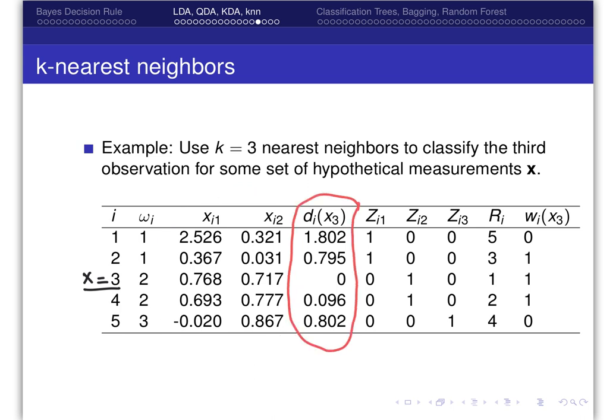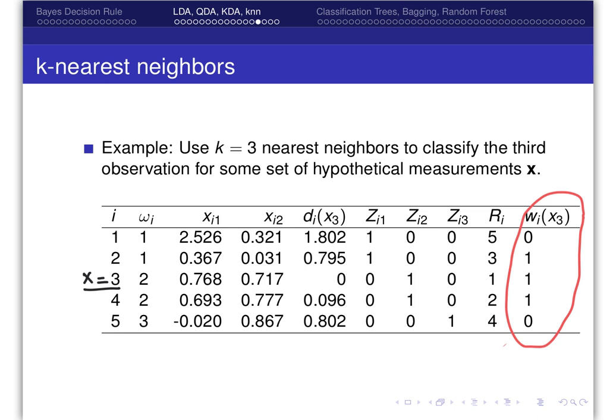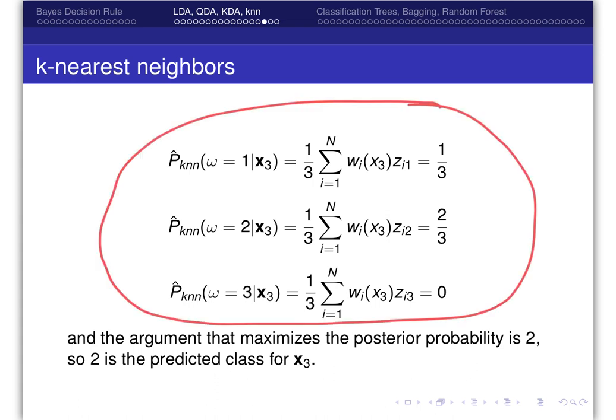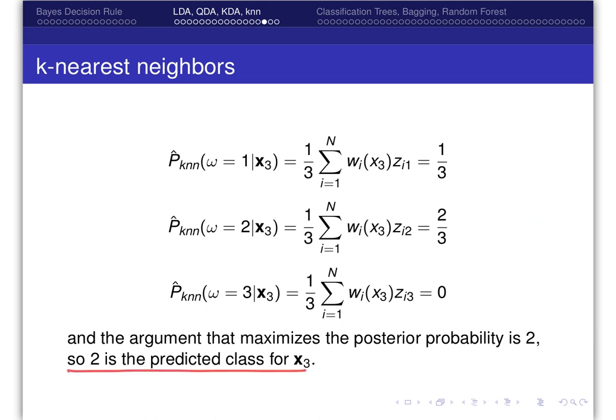Using these predictors, we calculate the distance from each observation to observation 3, our point of interest. We then rank the distances in increasing order. Because we are using k sub n equals 3 to capture the 3 nearest neighbors to our point of interest, the weights are 1 if the rank distance is less than or equal to k sub n and 0 otherwise. The estimated posterior probabilities are given here, and we see that class 2 is the argument that maximizes the posterior probability, so we predict observation 3 is in class 2.